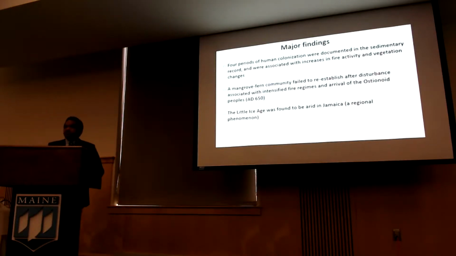So, 4 waves of human colonization on the island, the Ostionoid, Malak, Taino, and European colonists, coincided with large vegetation shifts and also increases in fire activity above background levels. We also saw that a very vulnerable ecosystem, the swamp mangrove wetland, failed to reorganize after a period of increased disturbance and fire activity, which also coincided with the arrival of the Ostionoid on the island. This might provide very important information for conservation managers who are tasked with protecting these important wetlands located on the coast of Jamaica.